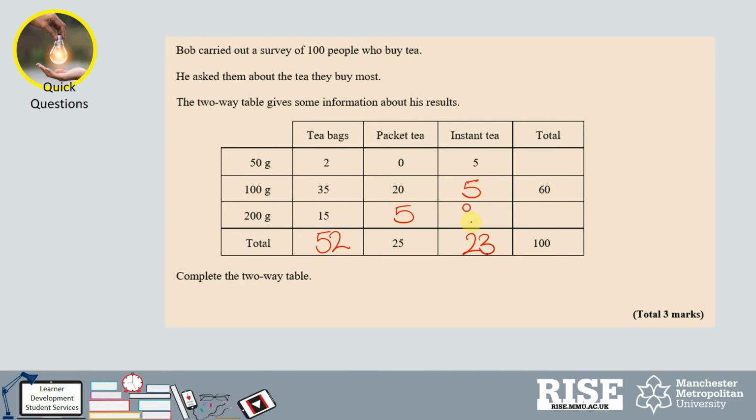5 add 5 is 10, plus a 13 gives me the 23. Adding along the rows then, that's 7. 15 add 5 add 13 is 33. And just checking, 7 add 60 add 33 does indeed give me 100. 3 marks there, not bad.